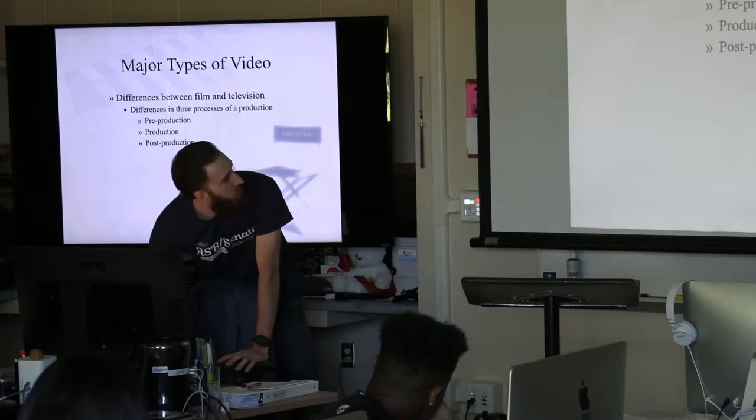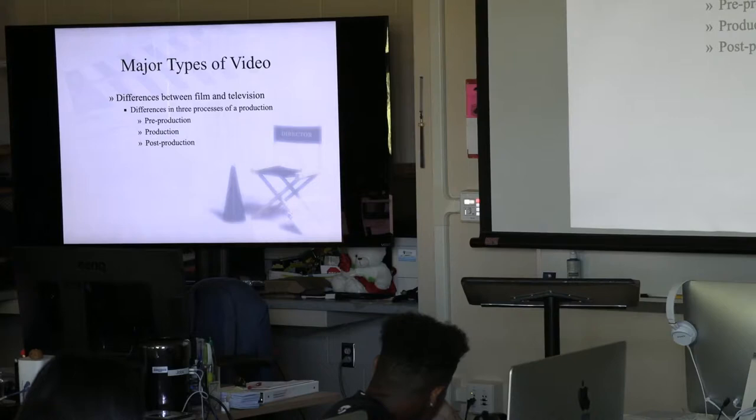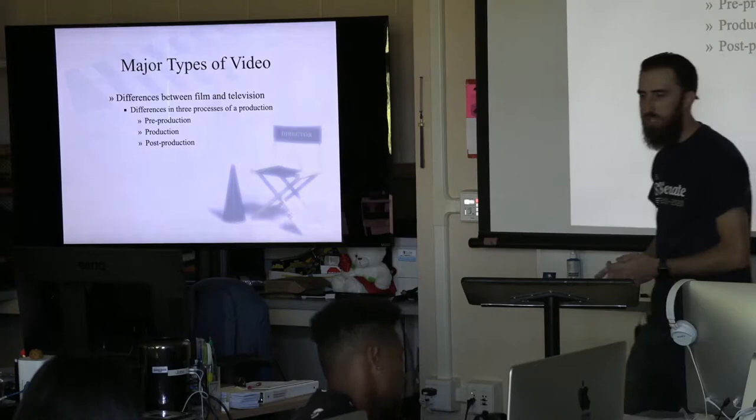Now, there's a difference between film and television, and I really want to narrow this down a little bit. There's three phases in both, so there's different processes that happen in each phase: pre-production, production, and post-production. And I'm going to put those up here on the screen for you to take a look at. Here's the differences between those two.